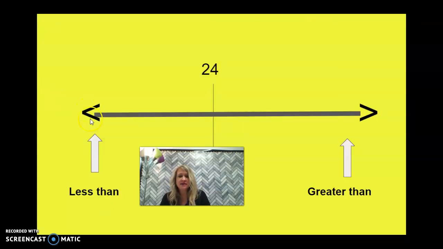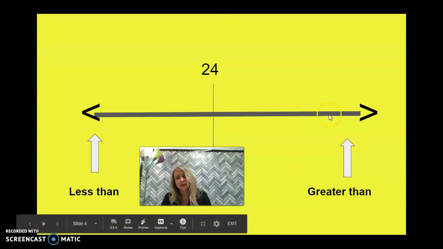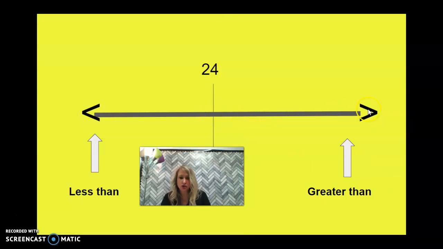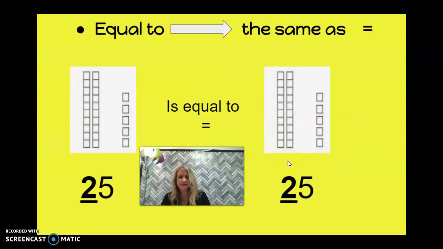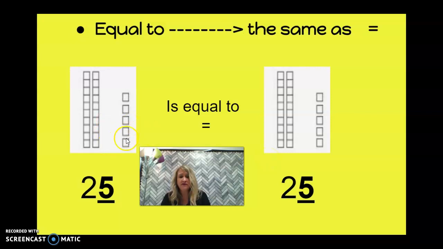Helps you remember less, less, and less. Now, less than. These are the numbers that are smaller than 24. They are getting smaller. Greater than, these are the numbers that are getting greater. They are getting larger. Equal to, vocabulary word equal to means the same as. Equals looks like this. 25 is equal to 25 because they both have 2 tens, which is 20, and they both have 5 ones, which is 5.